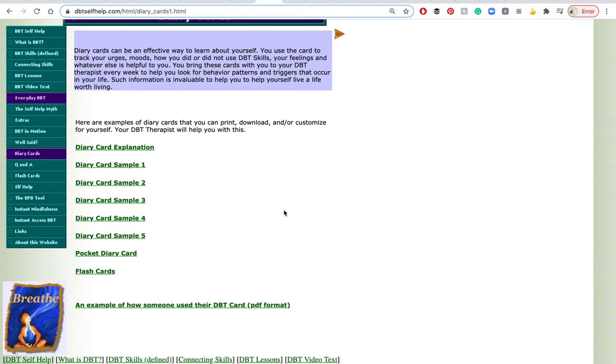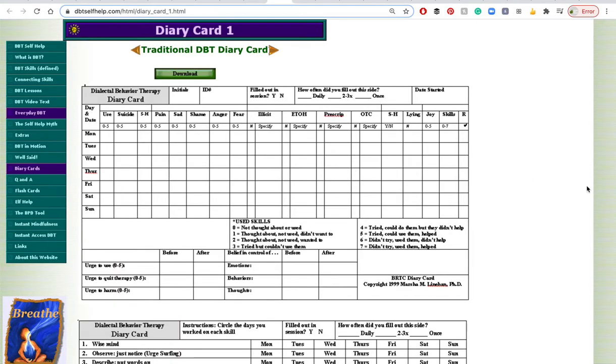So I will dive into the step-by-step of filling out a diary card. I'm going to click on the first one, the sample. This is listed as a traditional DBT diary card. I would 100% agree. If you have done DBT in person, this is likely the card you've utilized. If you learned DBT years ago, this is also the diary card that you are used to seeing. I jokingly call this the OG diary card because it is the original Marsha Linehan diary card. This one has a copyright of 1999 on it. We are in the year 2020, for reference on diary cards.